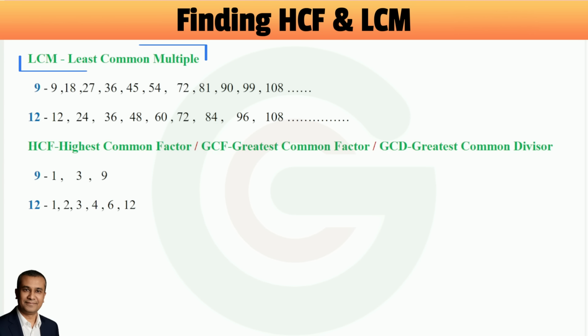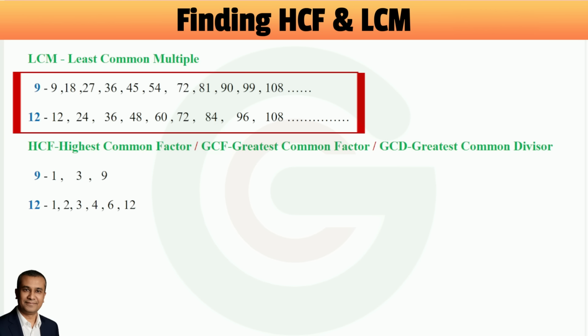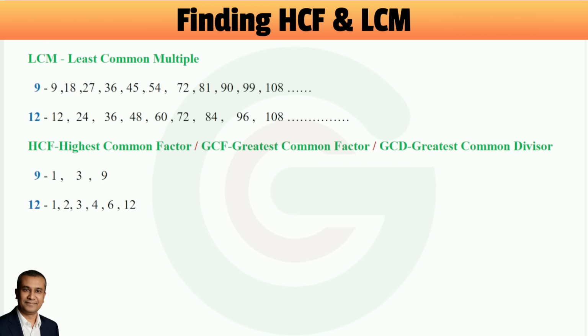LCM stands for least common multiple. Here we have taken the multiples of 9 and multiples of 12. And we can observe that 36, 72 and 108 are common multiples of 9 and 12. And there can be unlimited multiples of them. But 36 is the least common multiple. Therefore, LCM of 9 and 12 is 36.